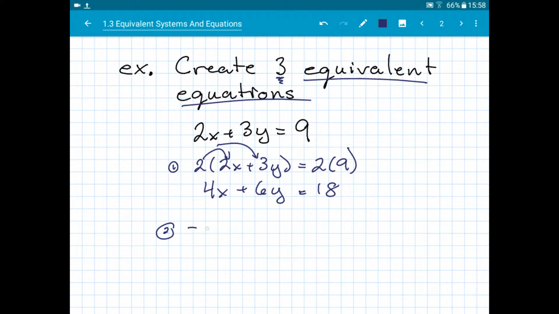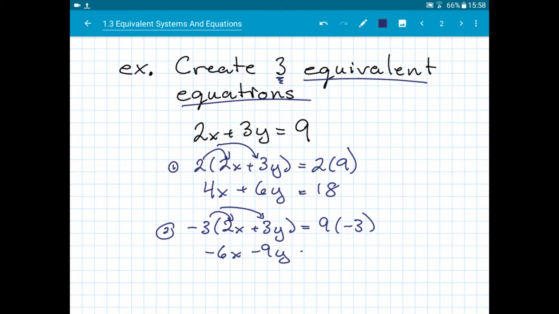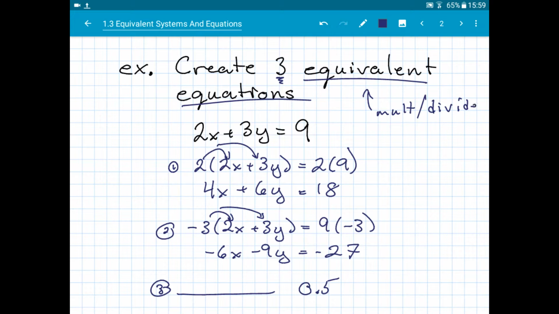Second one, let's do minus 3. Okay, so it doesn't matter again what you choose. 3y equals 9 times minus 3. And I'll distribute on the left. I get minus 6x minus 9y is equal to minus 27. I'll leave the third one up to you, okay? Maybe try something fractional. Multiply everything by half or something. So that's how you create equivalent equations. You multiply or divide, because it's the same operation really, by the same number on the right hand side and the left hand side. That's all it takes, and you've got it.